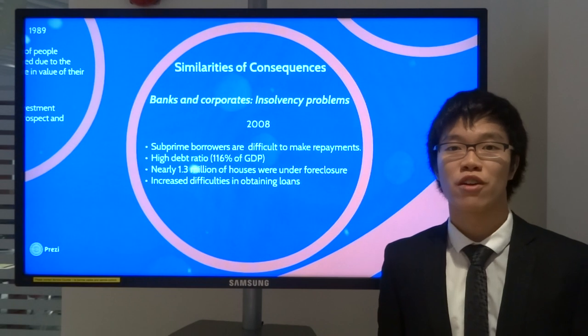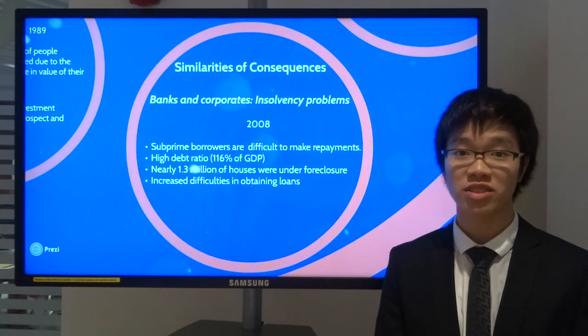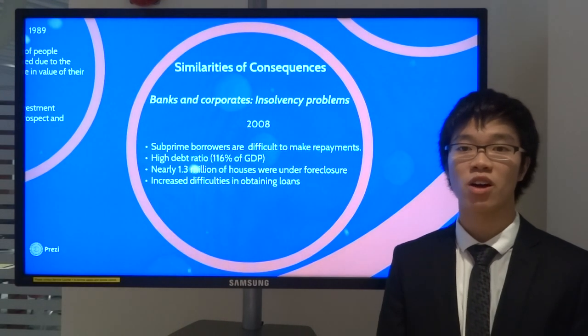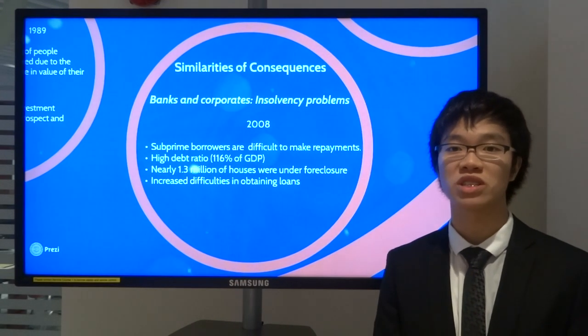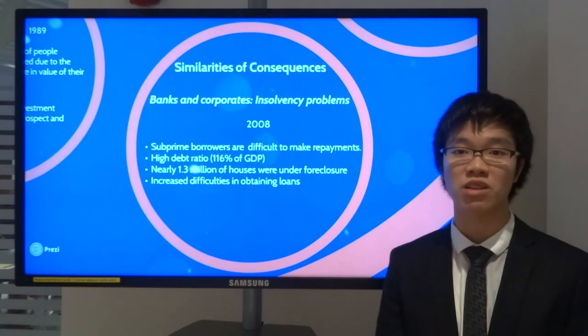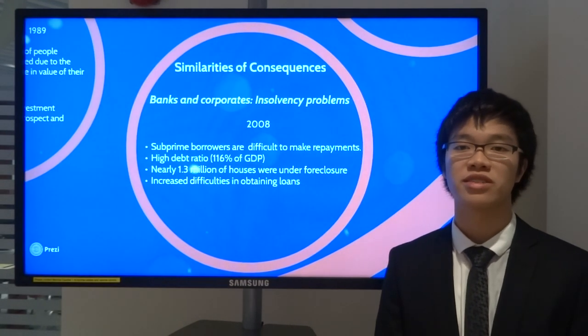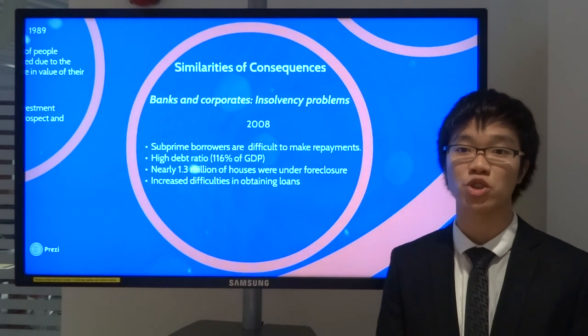Thank you, Yuki. For banks and corporates, both crises led to insolvency problems. In the credit crisis in 2008, the decline of the housing market in the US made it difficult for subprime borrowers to make repayments because the decrease in asset price made the resale of their properties harder. The firms and banks were in a high debt ratio. The debt of the financial sector was equal to 116% of GDP in 2007 in the US.